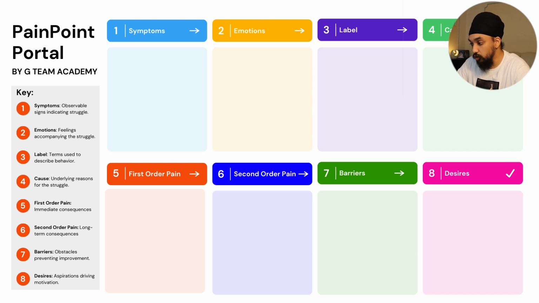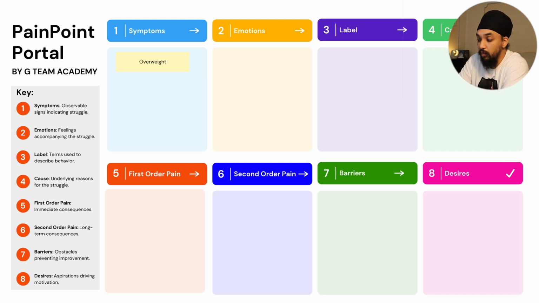The PainPoint Portal starts off with symptoms. Now, the reason why we start off with symptoms is because by starting off with symptoms, we can actually identify if someone is worth working with, right? Just to give you an example, we're going to be using a fitness example. So let's say you've got a weight loss program, right? A really obvious symptom is that someone is overweight, okay? That's a symptom of them not having good health.